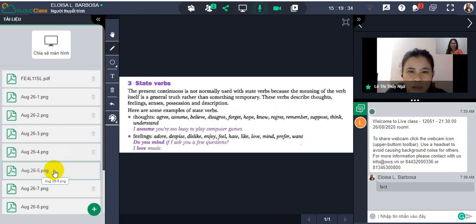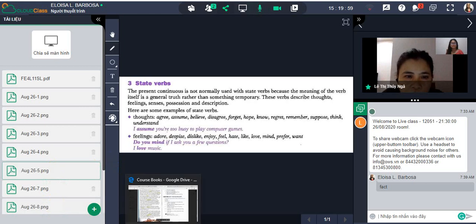State verbs. Okay, so the present continuous is not normally used with state verbs because the meaning of the verb itself is a general truth rather than something temporary. These verbs describe thoughts, feelings, senses, and possession and description. Here are some examples of state verbs. Okay, continue reading.